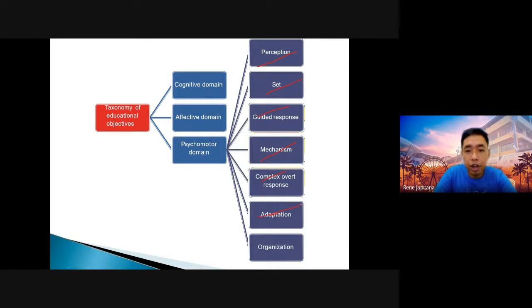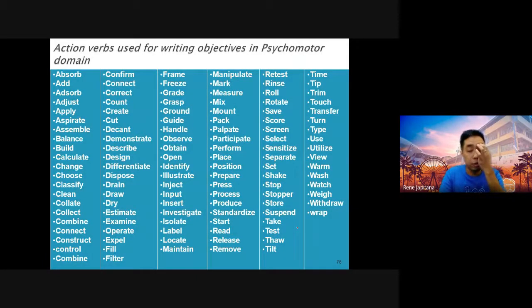We have adaptation and the organization. So let us try to look at the example of action verbs on the different levels. Definitely, these are all psychomotor domain learning objectives, action verbs like frame, connect, correct, design. We have also draw. These are basic, no? Construct, shake, turn, trim. Basta, it involves skills.